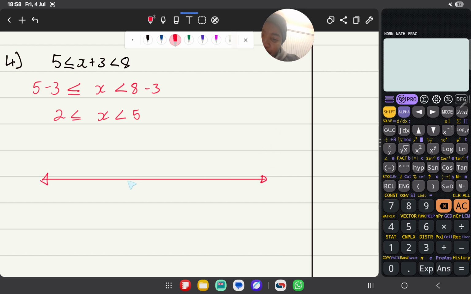This is our number line. We have 2, we have 5, and here these are values greater than, these are values smaller than. So now we're going to do an experiment. This is what's going to help you. You go to your calculator.